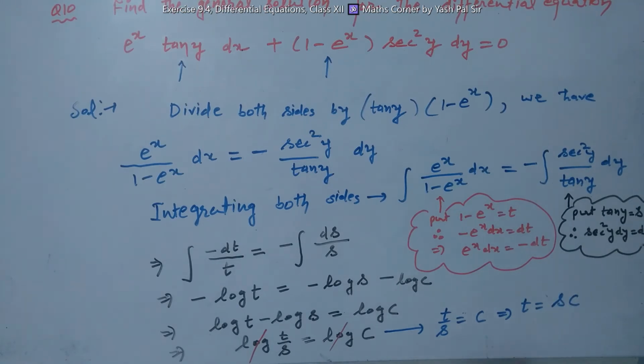So what is t? T is equal to 1 minus e power x. And what is s? S is equal to tangent of y into c. So we can write here c. So this way, this is the final solution of the given differential equation.